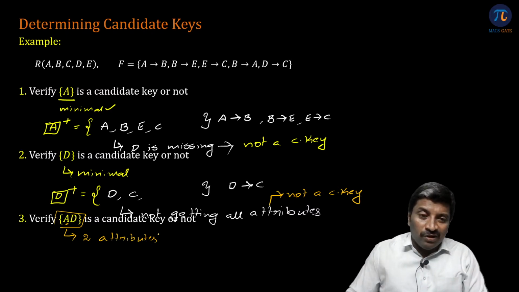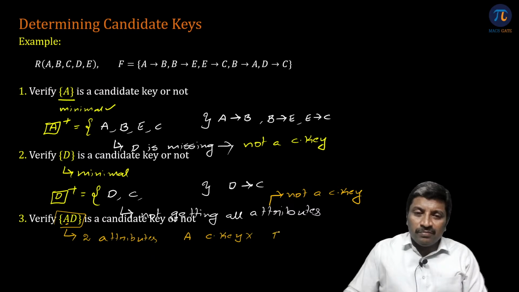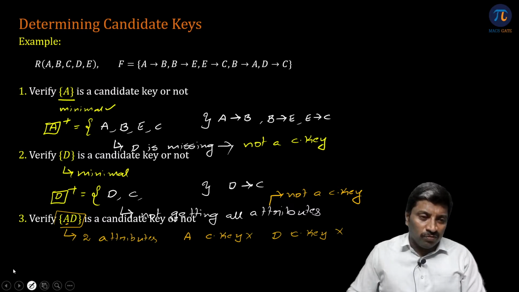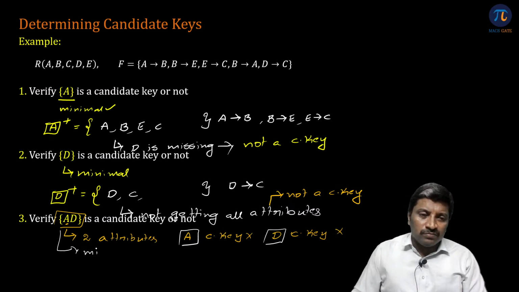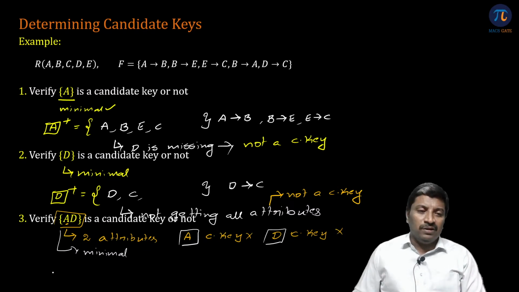Now in this example, I already verified A is not a candidate key. Even D is also not a candidate key. Since both failed on their own, this is not a candidate key, this is not a candidate key. So AD is surely minimal. Then what is the closure of AD plus?